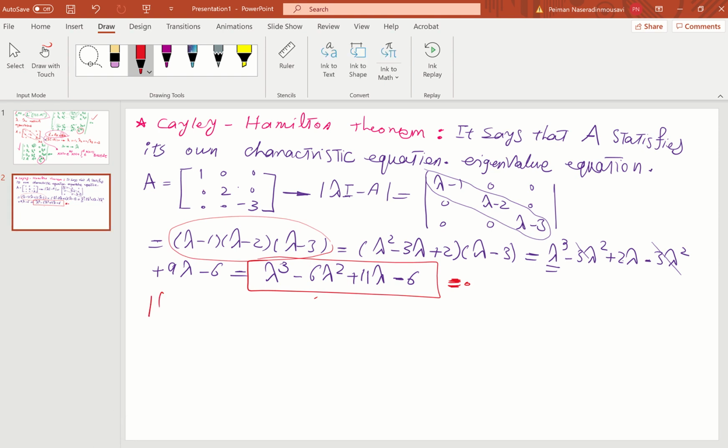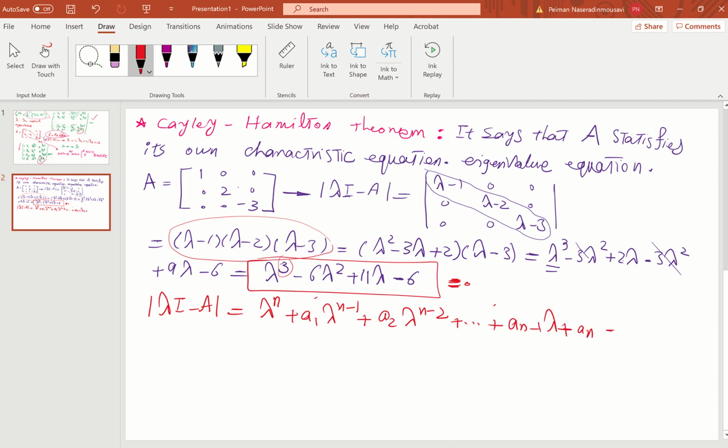Because I want to tell you that the eigenvalue problem, or characteristic equation, has a general formula for an n by n matrix. Lambda n, here n was 3, so it's lambda cube, the highest power. Lambda n plus a1 lambda n minus 1, here that was 2, plus a2 lambda n minus 2, here that was 1, and finally a n minus 1 lambda plus a n equals 0. This is the eigenvalue problem, or characteristic equation.